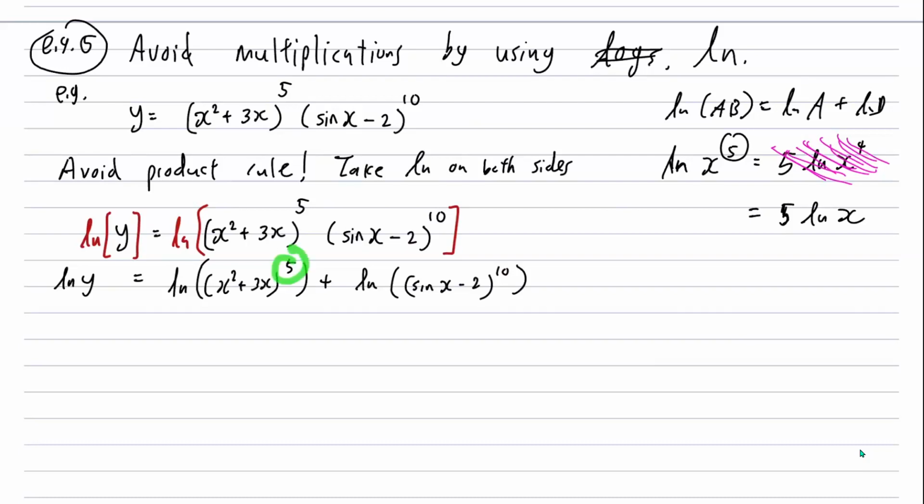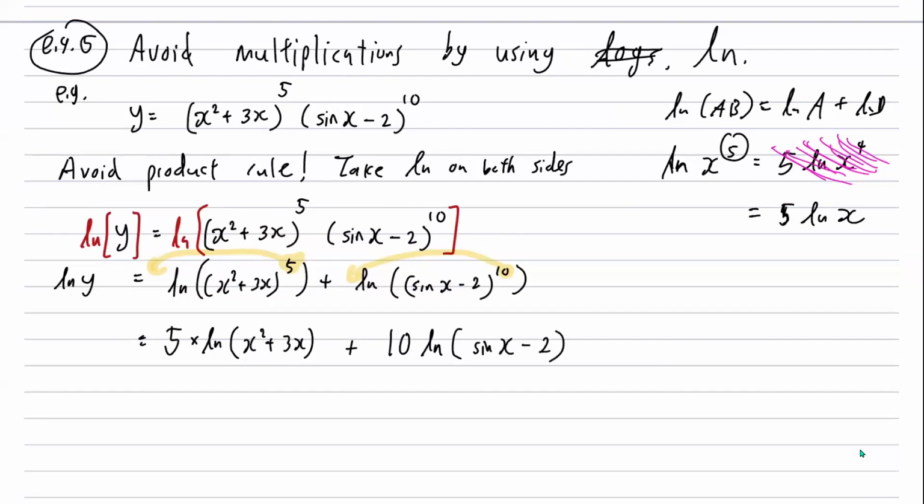So here, also got power. Here also got power. What can you do? Both can bring down. Very good. Bring it down. Bring it down. So we end up with 5 times ln of (x squared plus 3x) plus 10 times ln of (sine x minus 2). Is that clear so far?